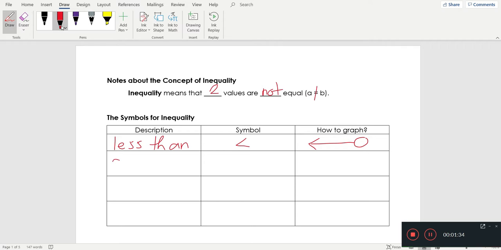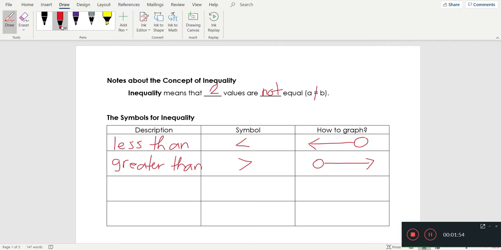Next is greater than. So you have the greater than. So you have this way, and you're going to the right.